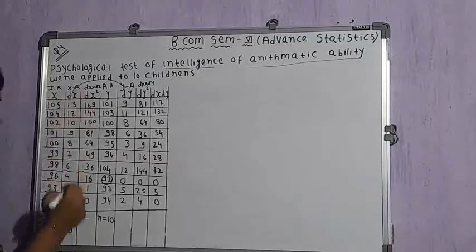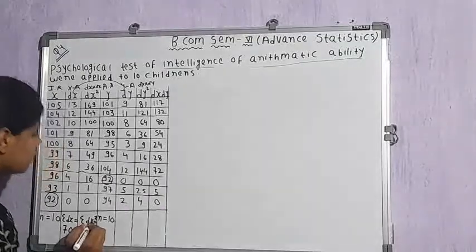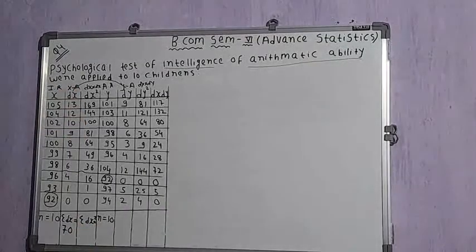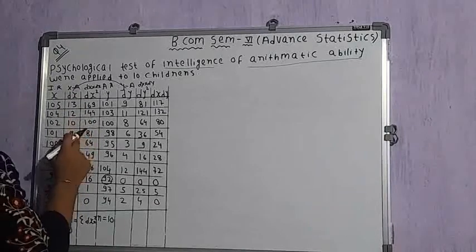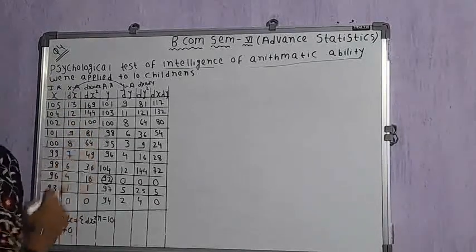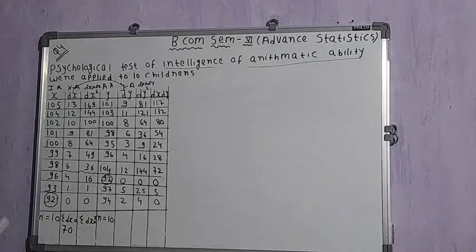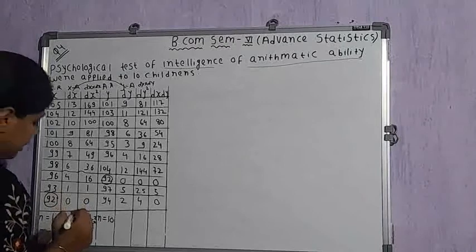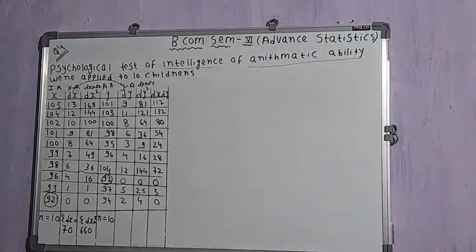Then we have to find out summation dx square. How will we find out summation dx square? We have to add all these numbers: 169, 144 plus 100 plus 81 plus 64 plus 49 plus 36 plus 16 plus 1 plus 0. So we will get 660. That is why we will say that summation dx square is equal to 660.